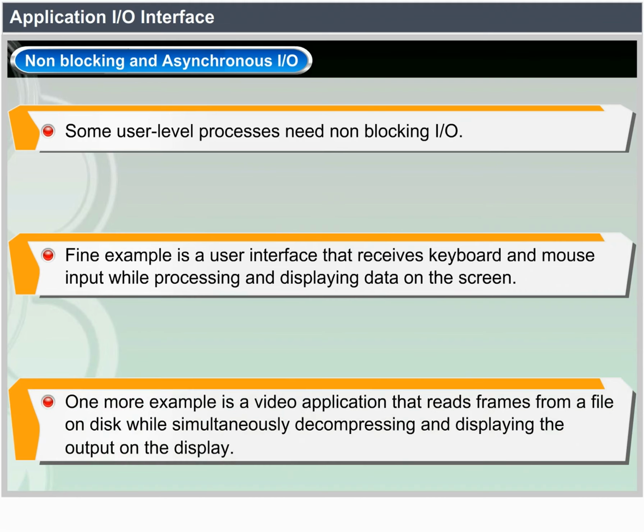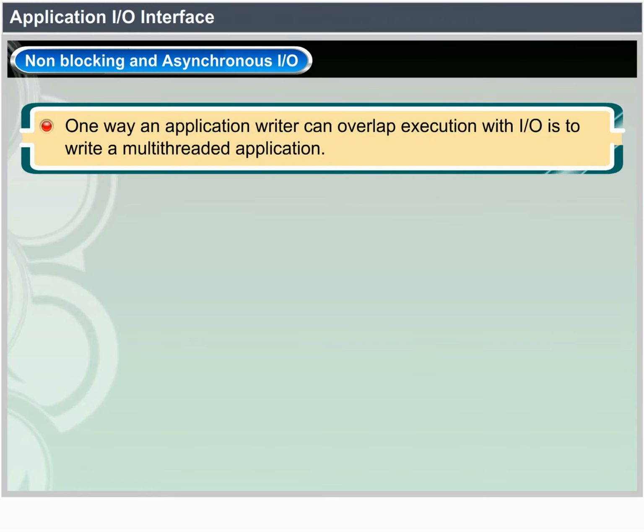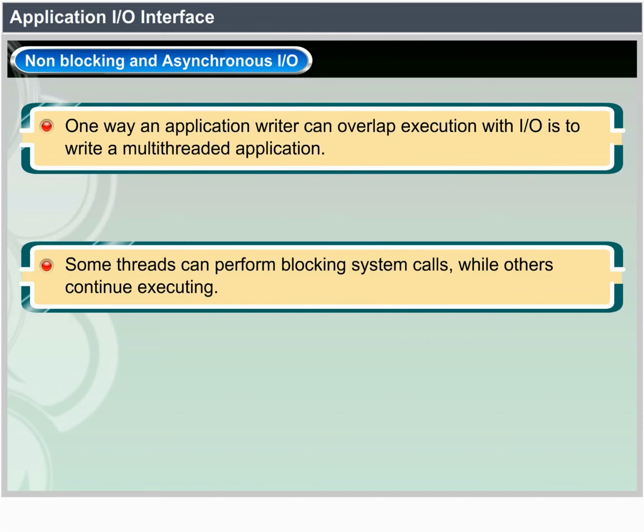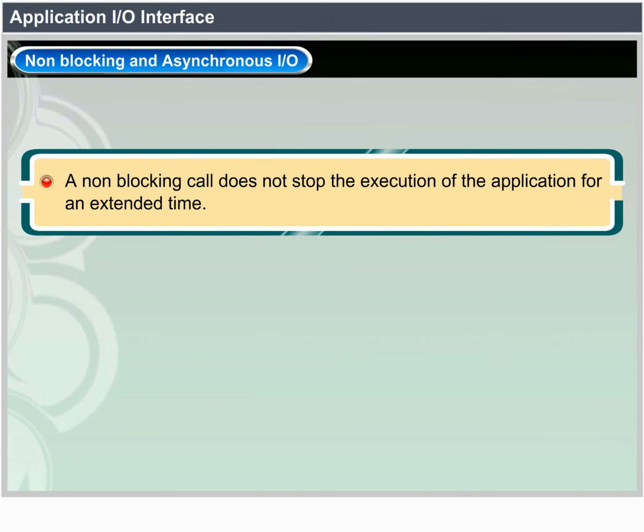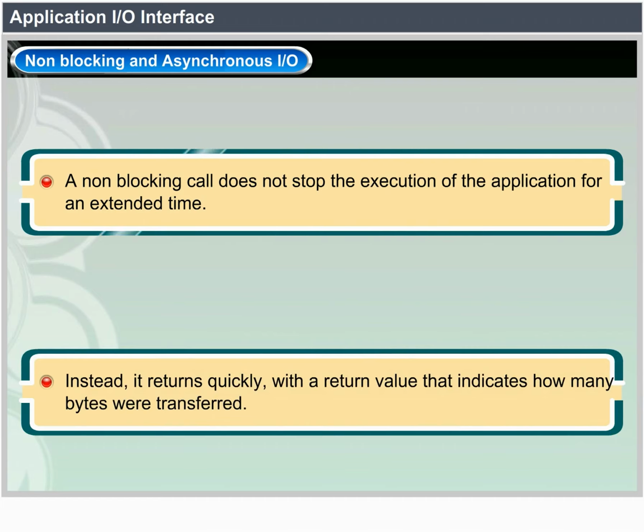Another example is a video application that reads frames from a file on disk while simultaneously decompressing and displaying the output on the display. One way an application writer can overlap execution with input-output is to write a multi-threaded application. Some threads can perform blocking system calls while others continue executing. Some operating systems provide non-blocking input-output system calls. A non-blocking call does not halt the execution of the application for an extended time. Instead, it returns quickly with a return value that indicates how many bytes were transferred.